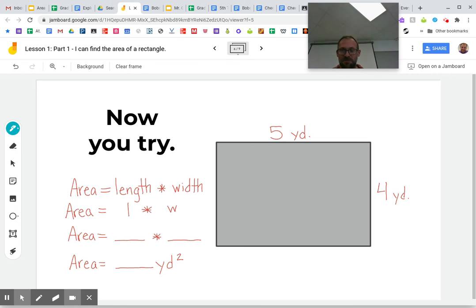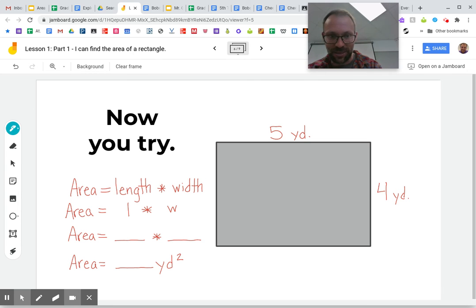I want you to try this one. Go ahead and pause this video and try multiplying the length times the width to find the area of this rectangle. Go ahead. I'll be here when you get back. Welcome back. Did you get it? Let's find out.